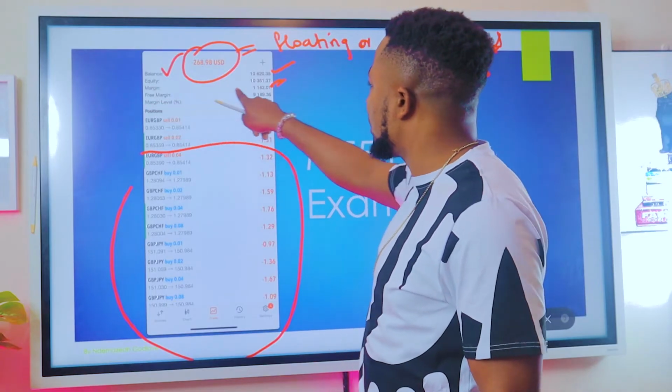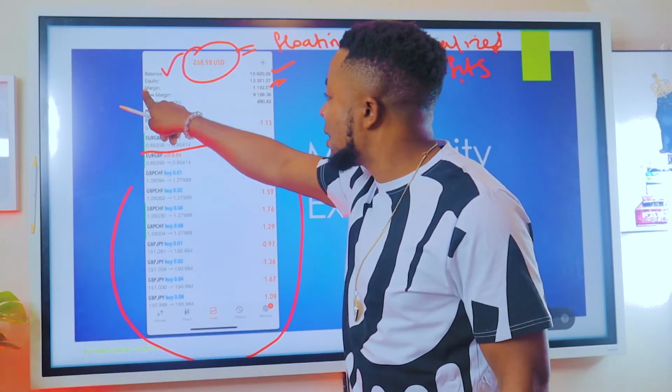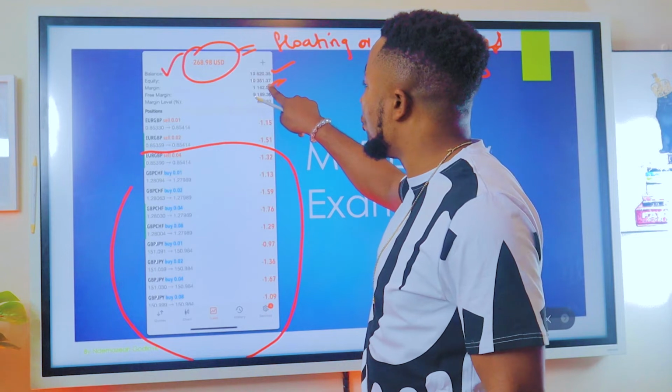And then margin just stands for margin. This margin just stands for what I'm using for this trade.